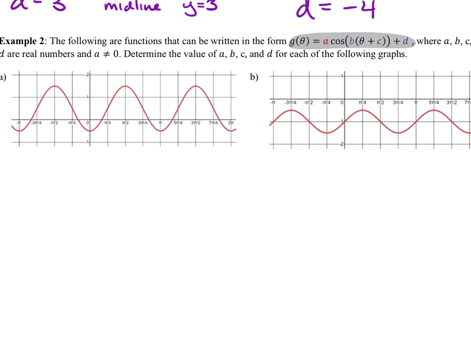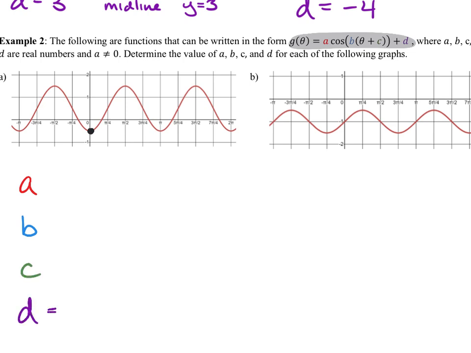In the first one, what does that graph look like? Sine or cosine? Cosine, because it starts at either a max or a min. This one's a min, which will make a difference in this problem. So let's go ahead and take care of the easy ones. We're going to have A, we're going to have B, we're going to have C, we're going to have D.